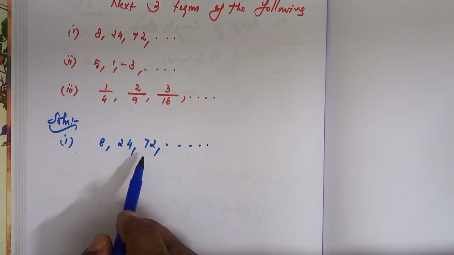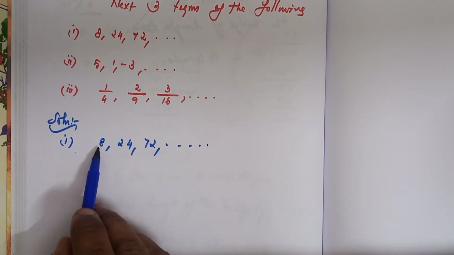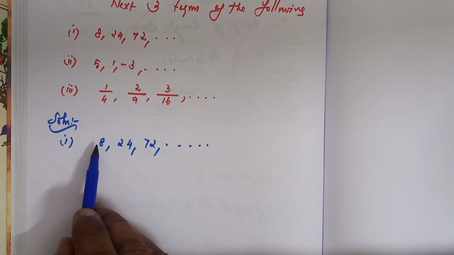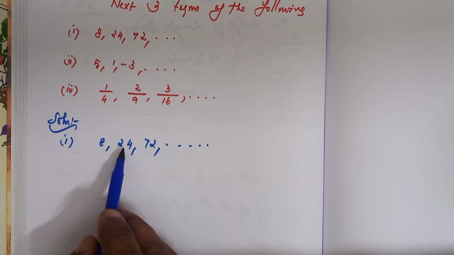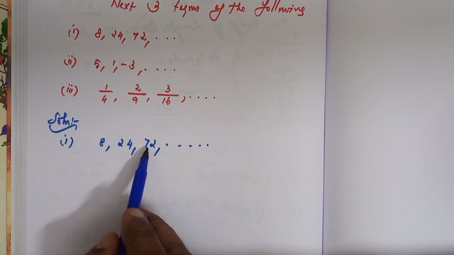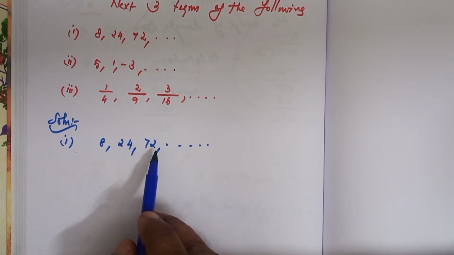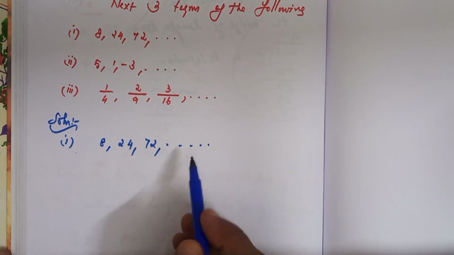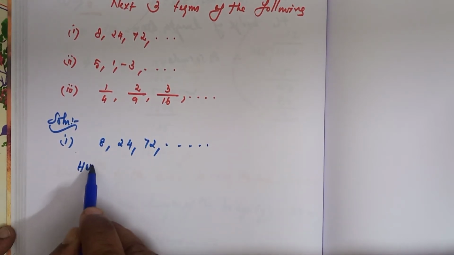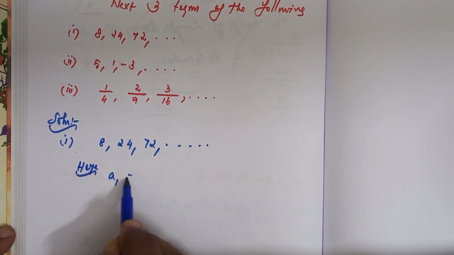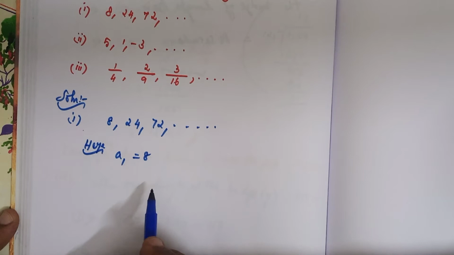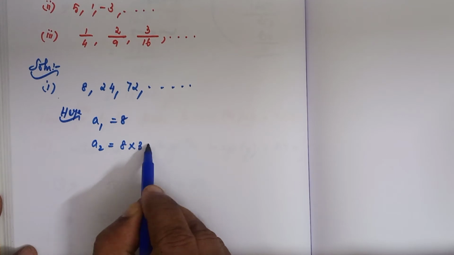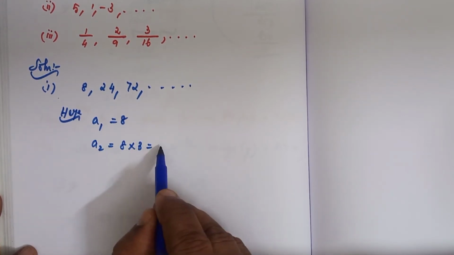By seeing the sequence, you can easily find that 8 threes are 24. For getting the second term, the first term should be multiplied by 3. 8 threes are 24. Then 24 threes are 72. So for getting the next term, the previous term should be multiplied by 3. See here, a1 is equal to 8, a1 means the first term. a2 is equal to 24, that is 8 into 3, the previous term 8 into 3 is equal to 24.